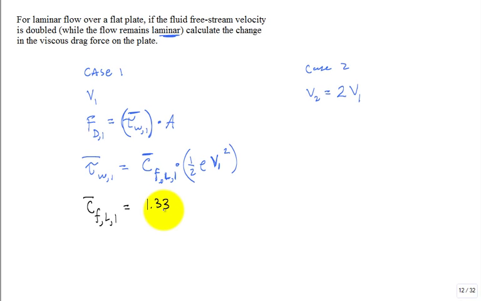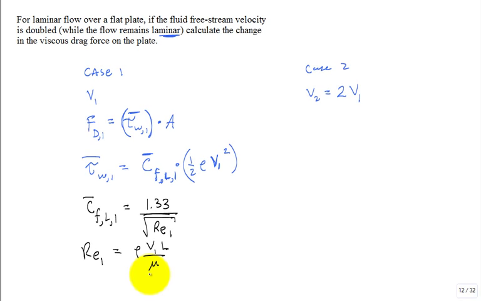1.33. And then it was divided by the square root? Square root, in the book on page 627. Yeah, then it's divided by the square root of the Reynolds number for case one. And the Reynolds number for case one is equal to rho V1 L divided by mu. True? So I'm kind of breaking it down here.